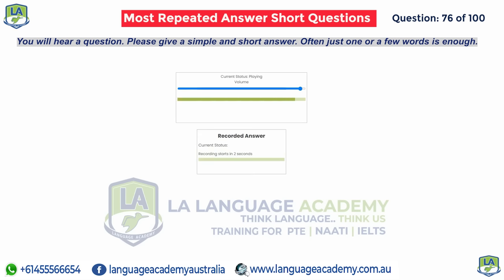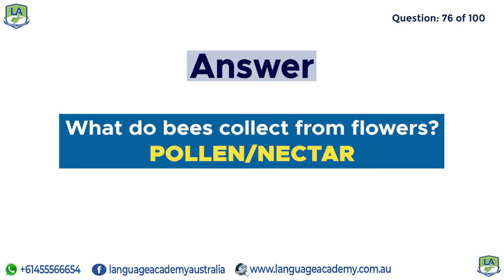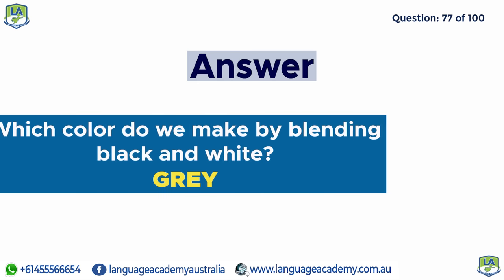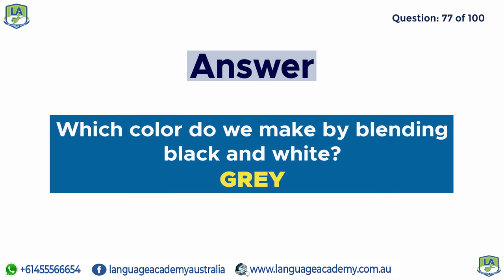What do bees collect from flowers? Pollen/nectar. Which color do we make by blending black and white? Gray.